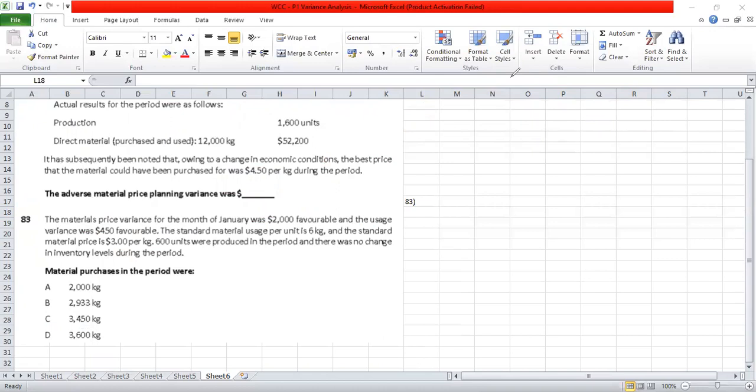83. The material price variance for the month of January was $2,000 favorable, and the usage variance was $450 favorable. The standard material usage per unit is 6 kgs, and the standard material price is $3 per kg. 600 units were produced in the period, and there was no change in the inventory levels during the period. What is the amount of material purchases? What is the quantity of material purchased in the period?